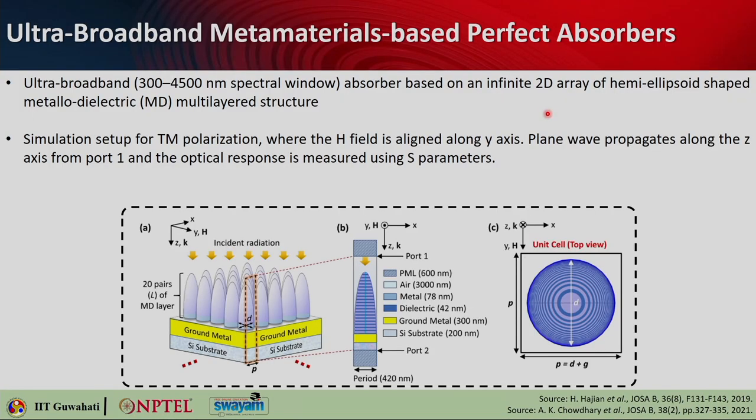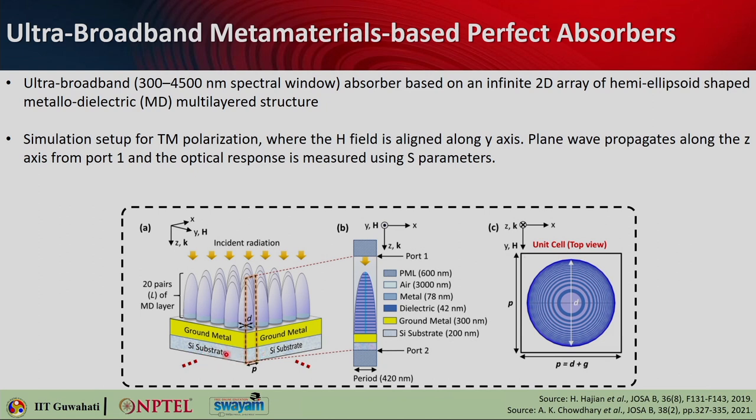So, how do you make it? You can design them using a 2D infinite array of hemi ellipsoid shape metal or dielectric multi-layer structures. So, here is the top view of the structure, and this is the side view. You can see it is like a hemi ellipsoid, so half of the ellipsoid, and it is an alternating metal dielectric structure.